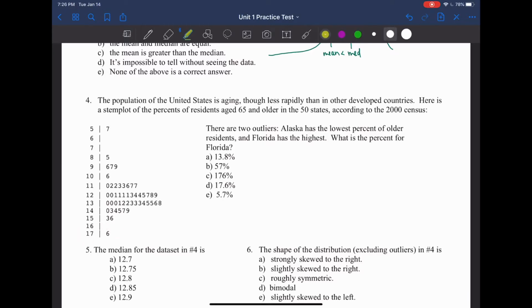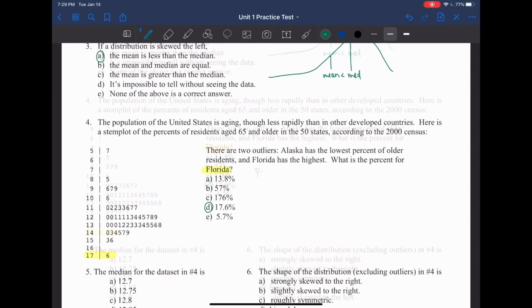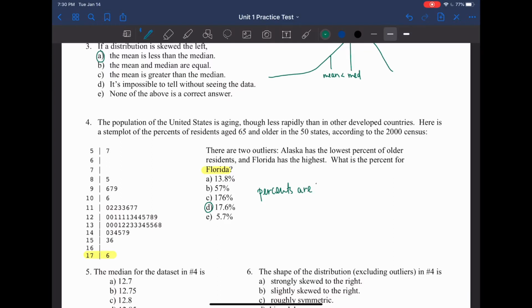So we're looking at the percent for Florida. So it's going to be this value. So we know it's either going to be C or D. So it has to be D. And the reason I know it's D, even though there's no key, remember that percents must be less than 100. So percents are less than 100, which means that C cannot be the correct answer choice.